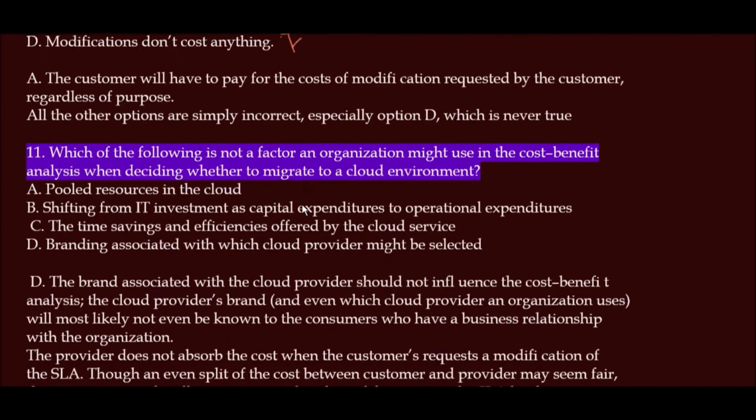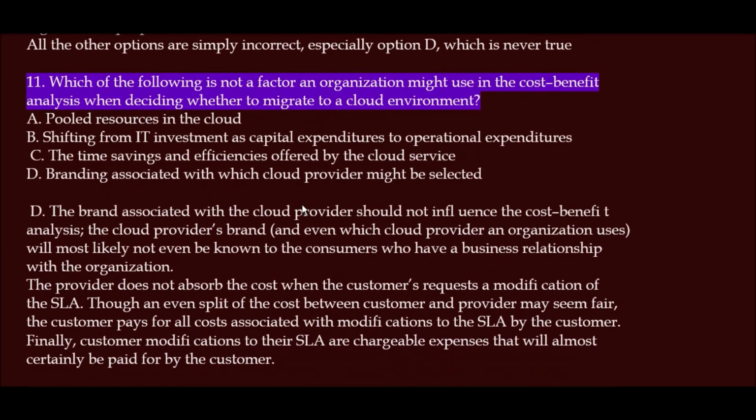Okay, next question. Which of the following is not a factor an organization might use in the cost benefit analysis when deciding whether to migrate to a cloud environment? Here, the correct answer is option D. This is branding associated with which cloud provider might be selected. Because the brand associated with the cloud provider should not influence the cost benefit analysis, and even which cloud provider an organization uses will most likely not even be known to the consumers who have a business relationship with the organization.